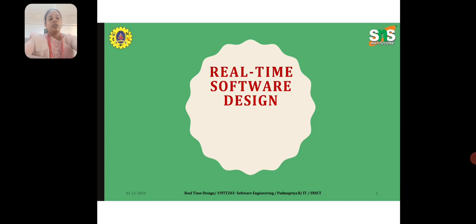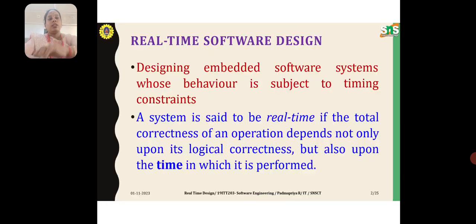So here we go, real-time software design. Real-time software design is designing embedded software systems whose behavior is subject to timing constraints. A system is said to be real-time if the total correctness of an operation depends not only upon its logical correctness, but also upon the time in which it is performed.